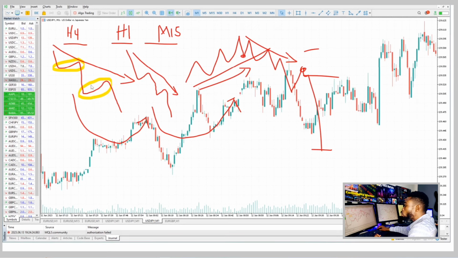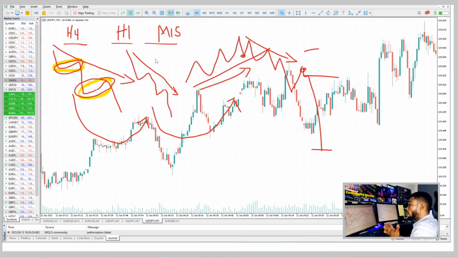Meanwhile, it is just a pullback on the H4. Do you understand? Just a pullback on the H4, because the original trend on the H4 is a downtrend. The original trend on the H1 is a downtrend. But why should you go and trade an uptrend on the M15? So this is also one of the major problems you guys face every day.